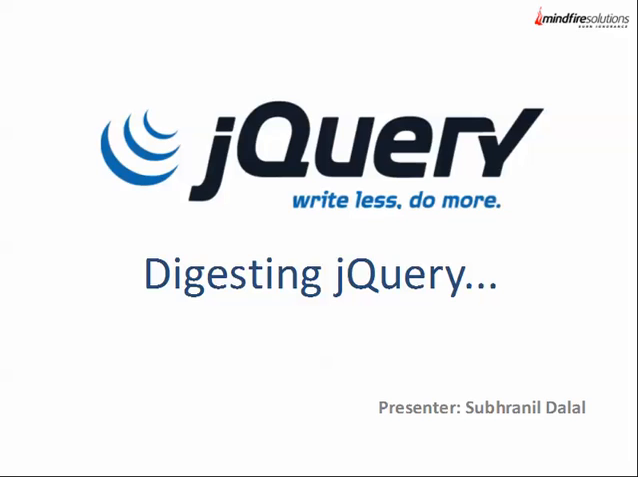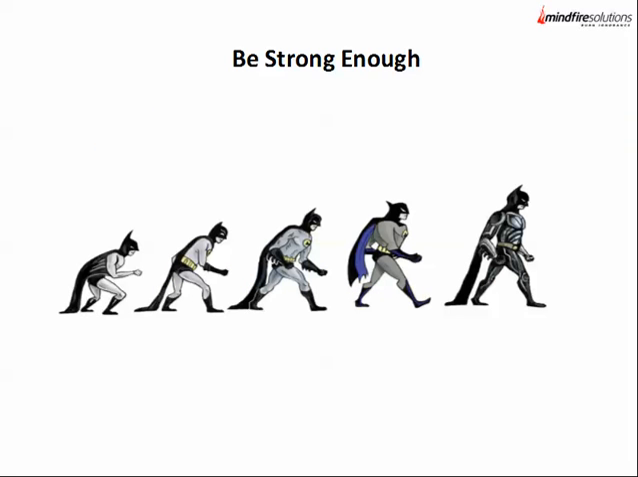Okay, so let's start. You see this image, which says be strong enough. That means jQuery has two lines of releases. There is 1.x and 2.x. Do you know what the difference is between 1.x and 2.x? There are two versions. 2.x supports all the real browsers. Do you know what a real browser is? Nowadays we call those browsers real or modern browsers, which really support HTML5 and CSS3.